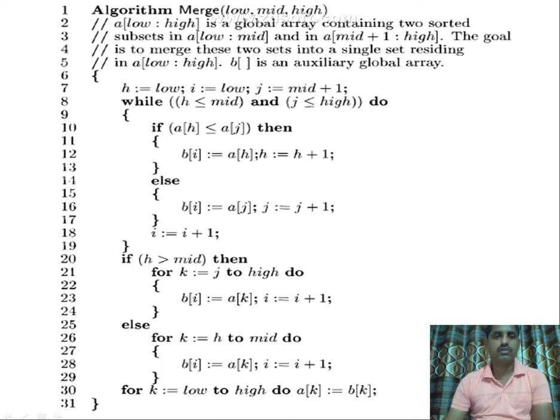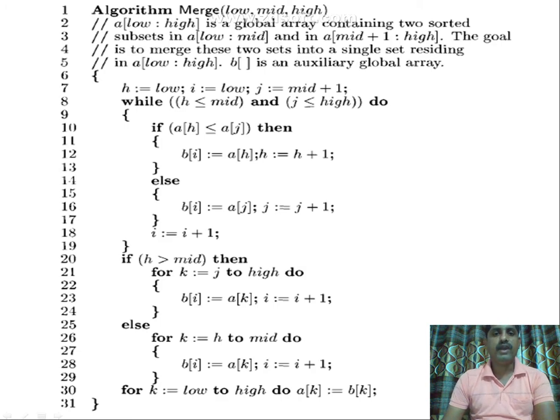Now we set h = low, i = low, j = mid + 1. Here h = low is the index, i = low is the first value, and j = mid + 1 is the second value.